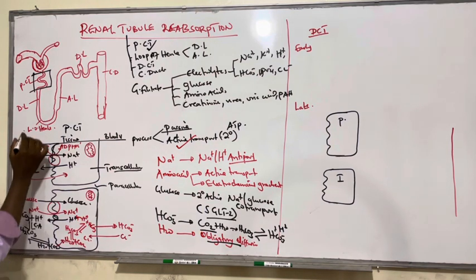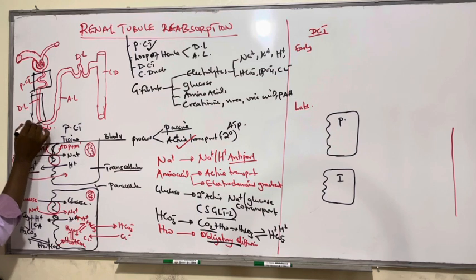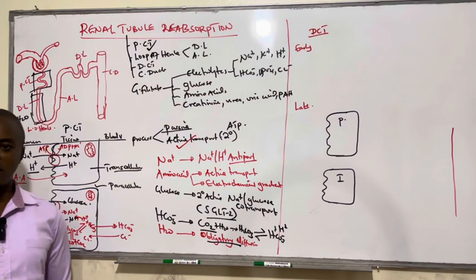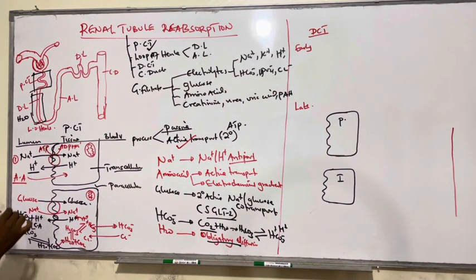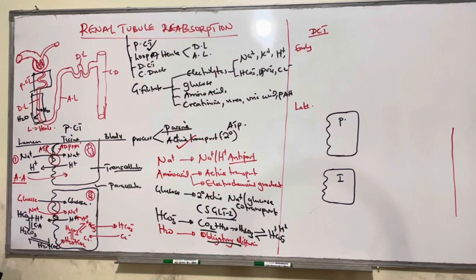In the loop of Henle, the descending limb is permeable only to water. It is permeable only to water due to the presence of aquaporin type 1. The aquaporins are the ones that allow reabsorption of water from the tubules into the interstitium. So we see reabsorption of water into the interstitial space in the descending limb of the loop of Henle.